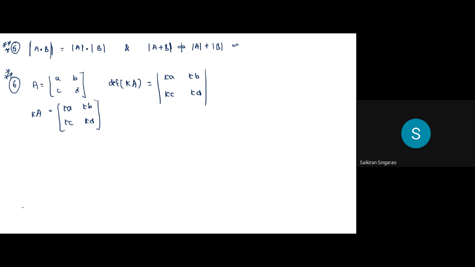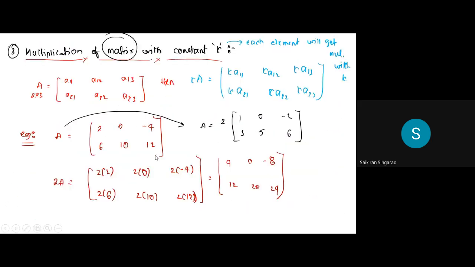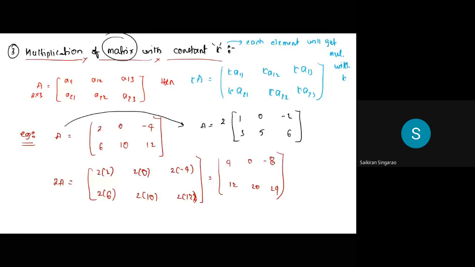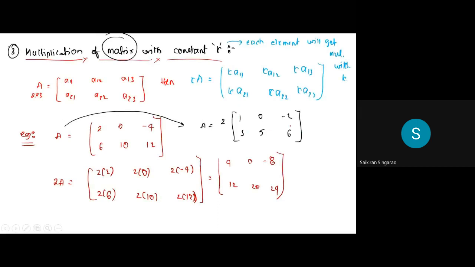Now, I might have told you here to pay attention. Whenever you want to take common from a matrix, it has to be present in all the elements. See, here 2 was there, here 0 was there, here minus 4, 6, 10, 12. So I have taken 2 common. So 2, 0, minus 2, 3, 5, 6. So in determinant, you can take common only when all the elements have it. That means if 2 is present in all the elements, then only you take 2 common. Or when you're multiplying the matrix with 2, all the elements will get multiplied with 2.